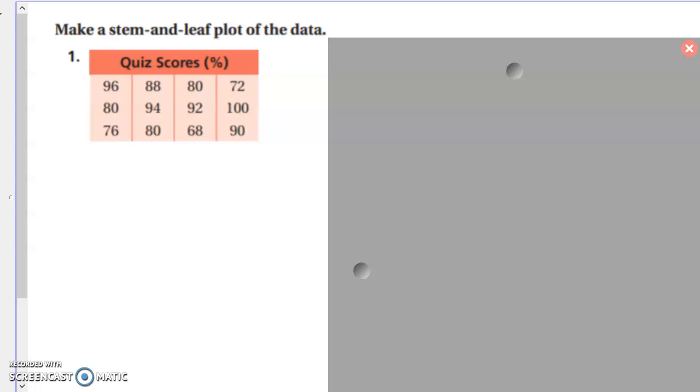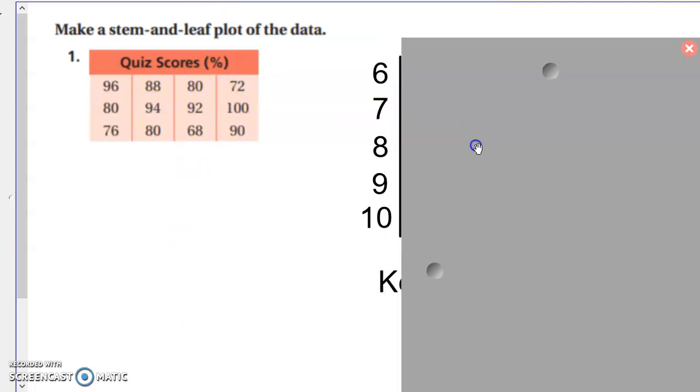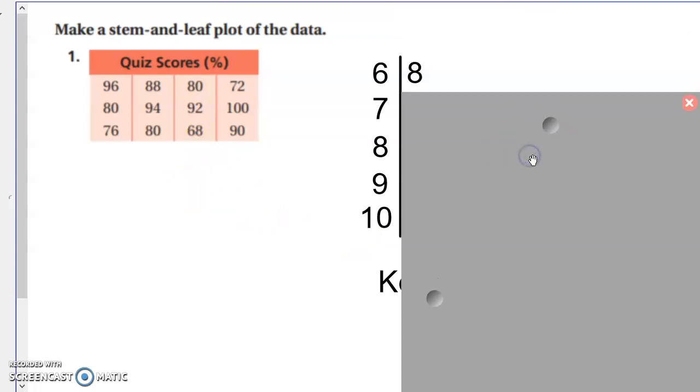Looking at these sets of numbers, I would probably have the tens digit be my stem, and then the other number, the ones digit, would be my leaves. So I'm going to decide first to make 6, 7, 8, 9, and then 10 into my stems. So I just basically list 6, 7, 8, 9, 10. Then I'm going to go through and organize my data. So I see a 68 here. That means there would only be one leaf on that stem, so 68.